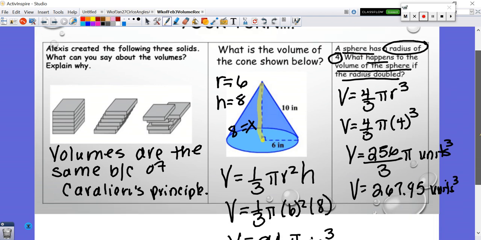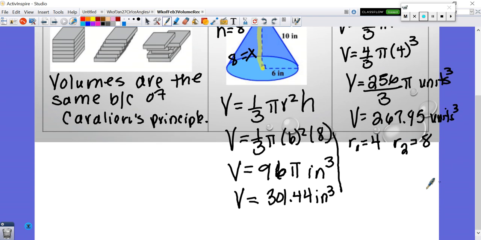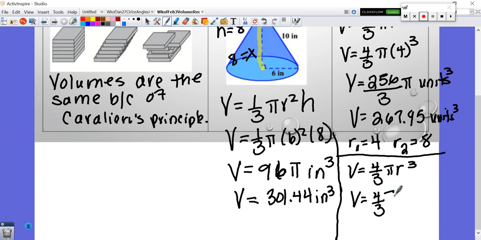Now he said, what happens if I double the radius? So the radius 1 in the first problem was 4. If I double this, double means to multiply by 2. So that means my radius 2 is going to be 8. So here, I'm going to do the volume of the sphere again, and we're going to see what's going to happen. So volume, and this is the second sphere. So we do 4 over 3 pi r cubed. So volume equals 4 over 3 pi 8 cubed.